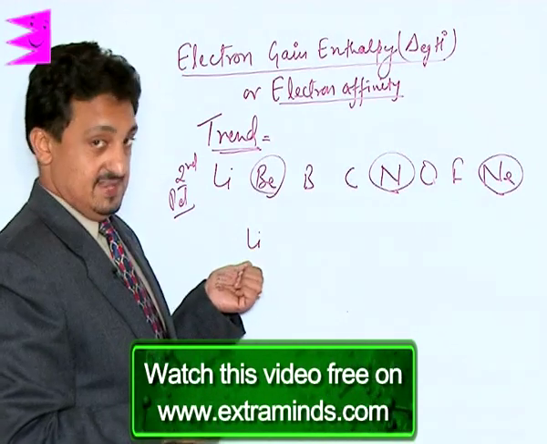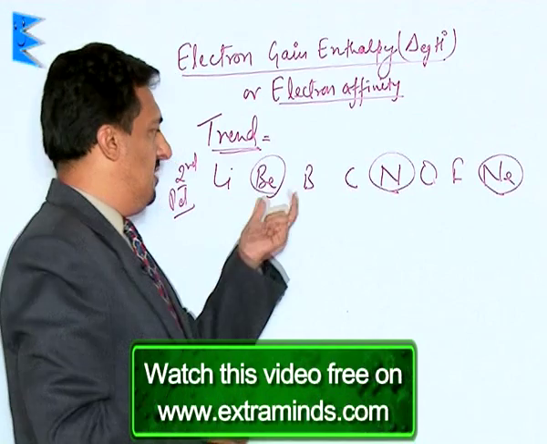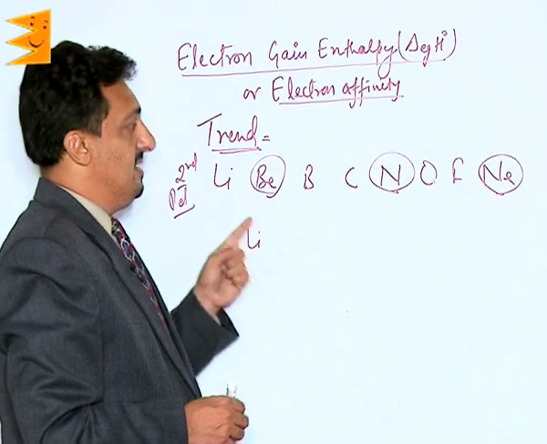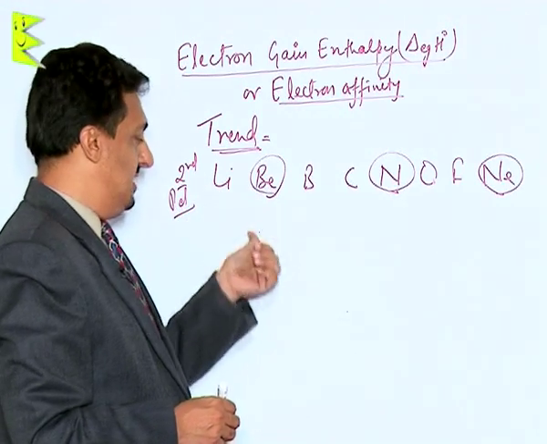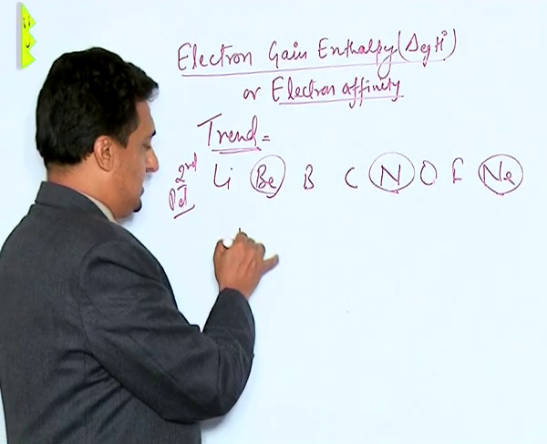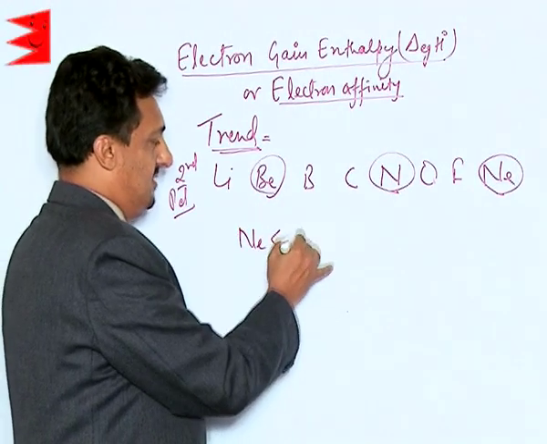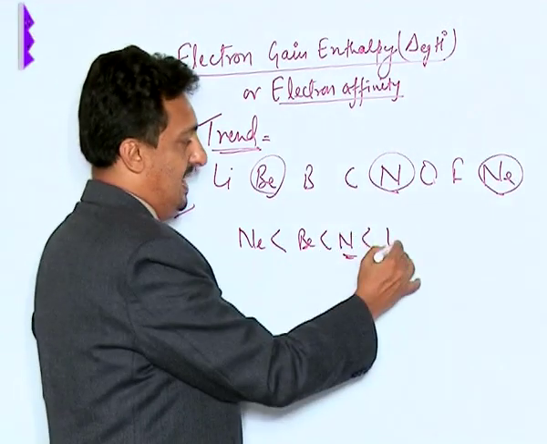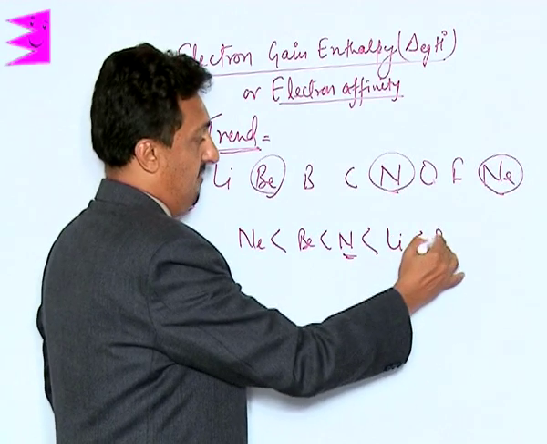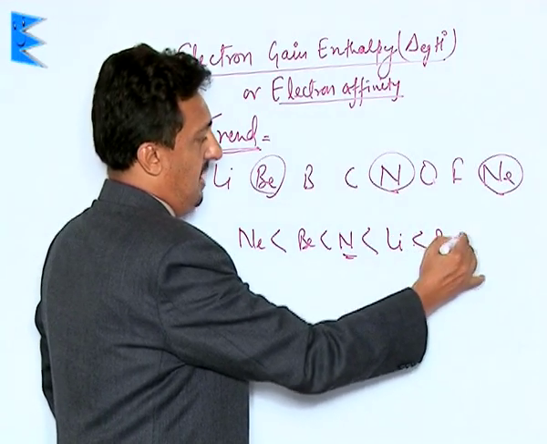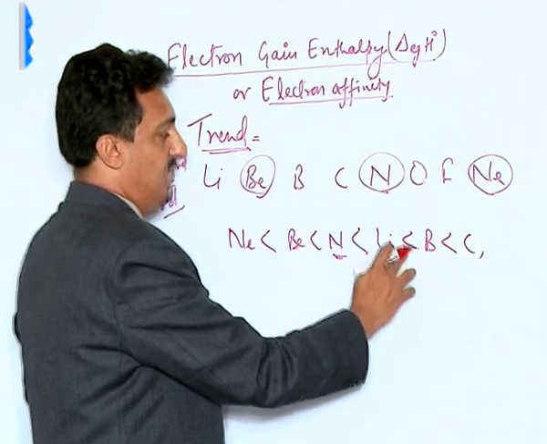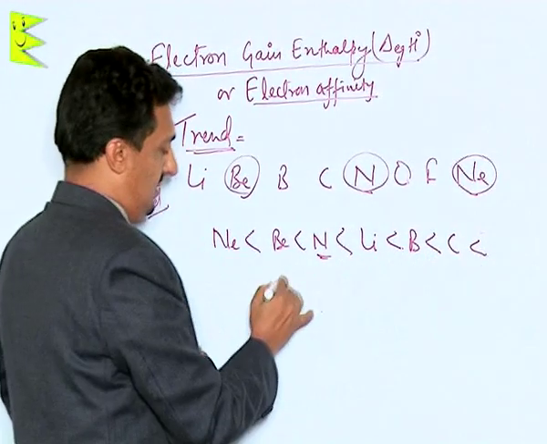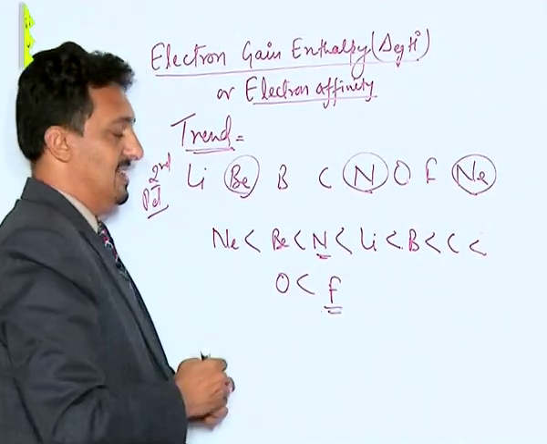But remember, this is not correct, because we have positive values for these two as well as for this. So out of all eight elements of the second period, the lowest is in the case of neon, then beryllium, then nitrogen because it has a positive value. Then we have lithium, then boron, then carbon, then oxygen, and the largest is in the case of fluorine.